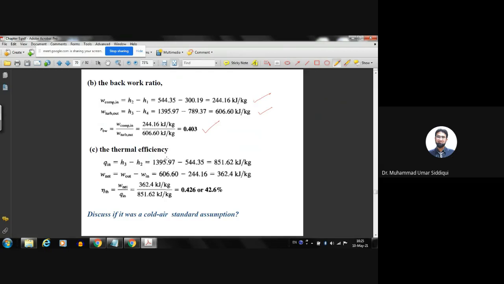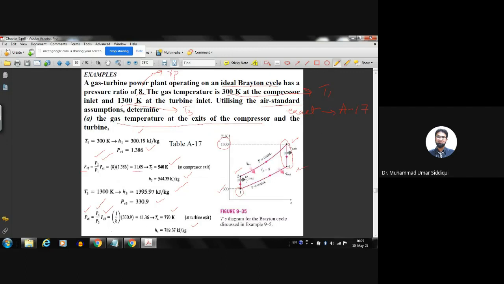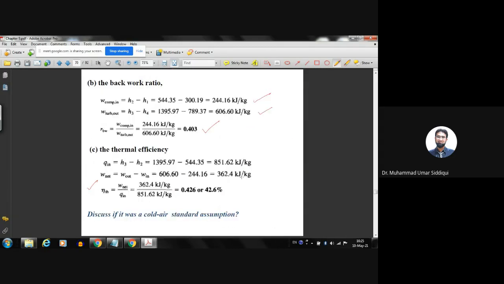Then the next step is to determine the thermal efficiency. Thermal efficiency will be W net over Q in. We studied this in chapter number 6. Q in here will be H3 minus H2, because it's a constant pressure heat addition. We know H3 and H2, so we can determine Q in. We can determine the net work because we know the work out and the work in. We can use this to determine the thermal efficiency of this Brayton cycle. So it's about 42.6%.